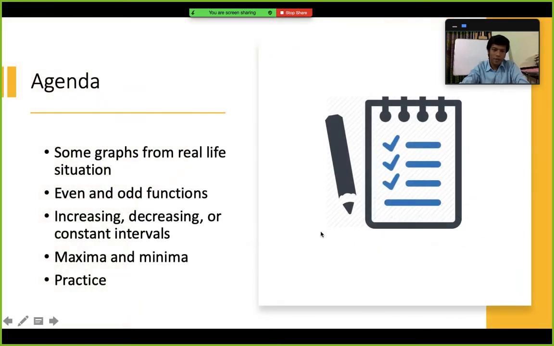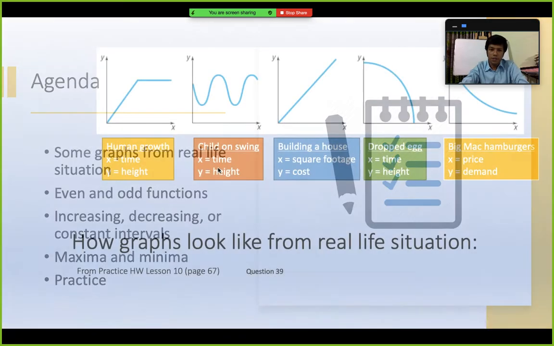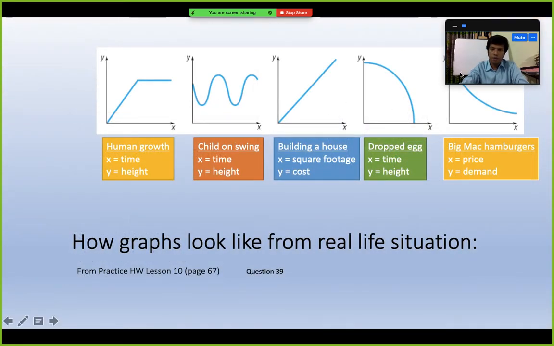So we have first of all some graphs from real life situation, even and odd functions, increasing and decreasing or constant intervals, maxima and minima, then some practice. So yeah, we'll go step by step. So let's begin. These are some graphs from real life situation.